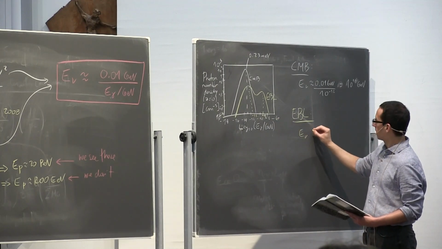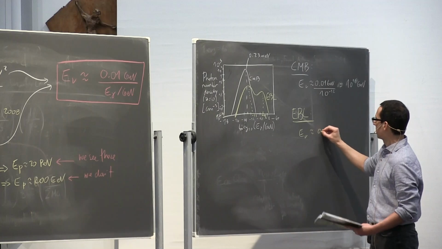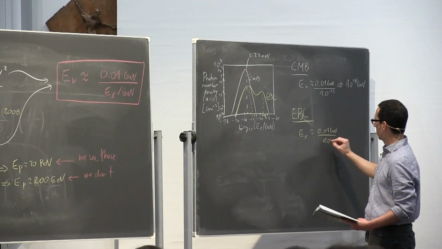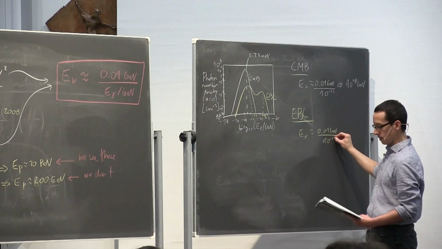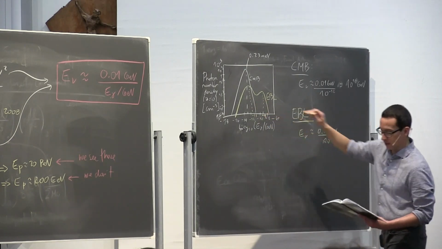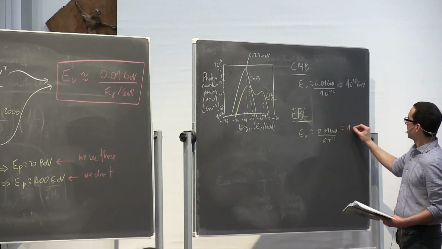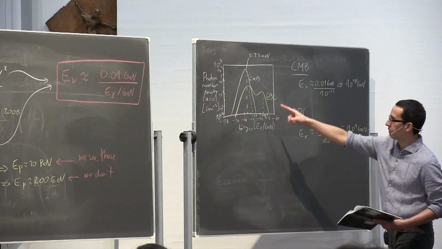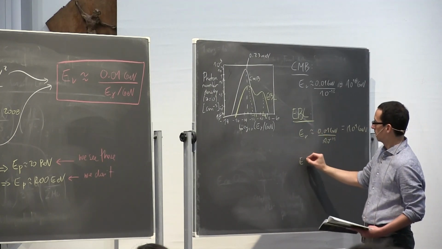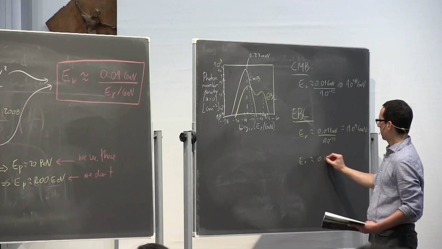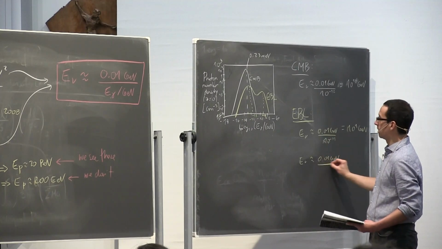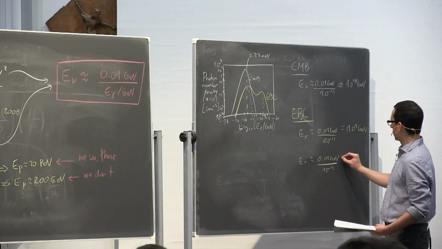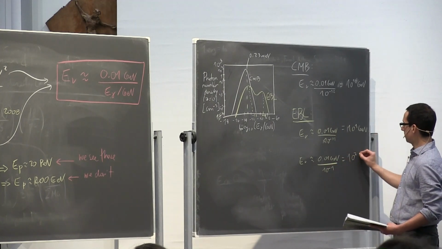And those will give us, I'm going to write it in full, 0.01 GeV divided by 10 to the minus 11. So this low energy peak gives us 10 to the 9 GeV neutrinos. And if we do it for the high energy peak, then same calculation, different photon peak, that is 10 to the 7 GeV.